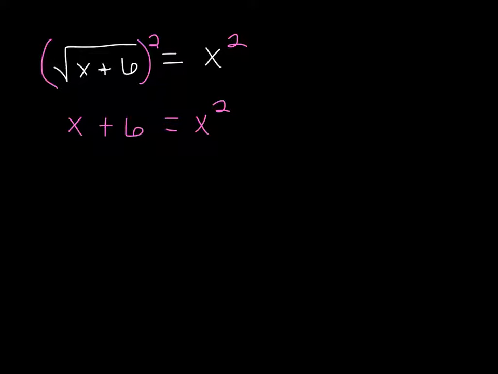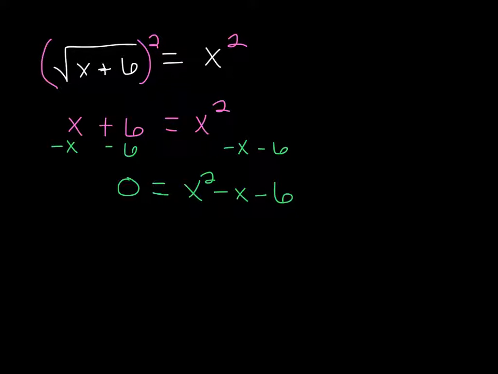Now we have a quadratic equation. So we want to get everything on the same side. I'm going to move everything over to where the x squared is. So we'll subtract x, subtract the 6. So that leaves me with 0 over here. And then x squared minus x minus 6.